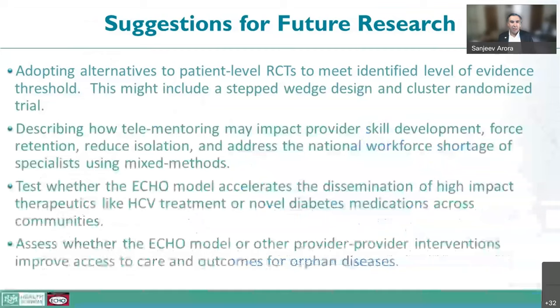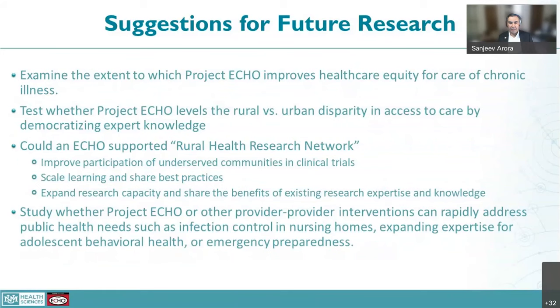So what are my suggestions in the last minute for future research? Potentially, if we do want patient-level randomized control trials, it would need significant funding to do either a stepwise design or a cluster randomized trial. Randomizing individual patients doesn't work in ECHO because of contamination. The whole clinic's performance improves. We could study how telementoring may impact workforce development, because the significant problem in the United States is workforce shortage, as Dr. Cullen was pointing out. Can we test whether the ECHO model accelerates the dissemination of high impact therapeutics, and whether we can improve care for orphan diseases? Could we examine the extent to which we can produce more health equity?